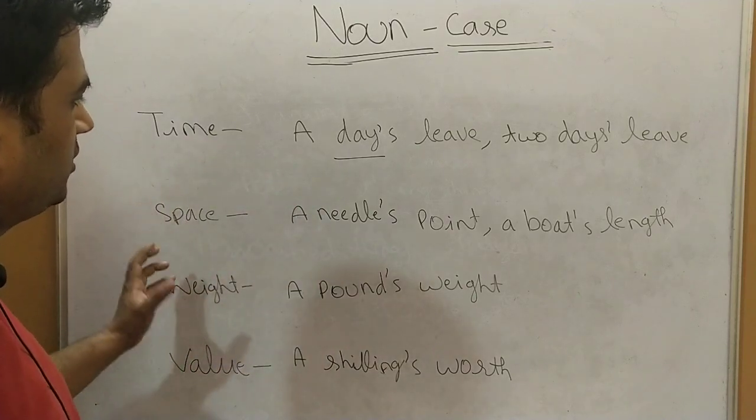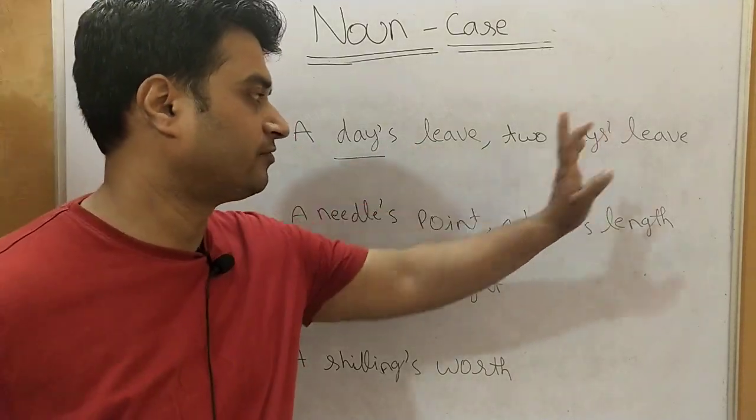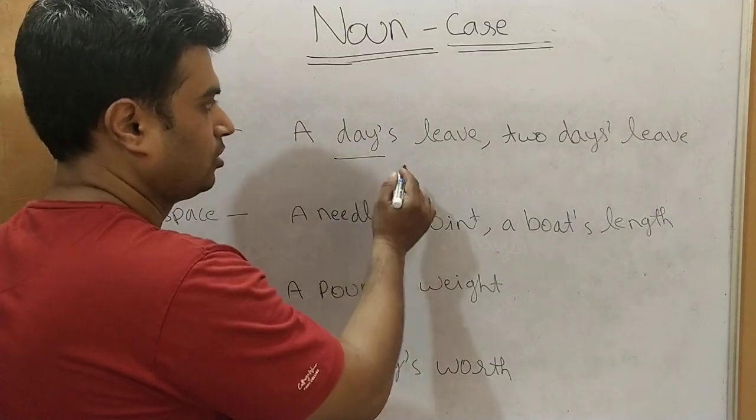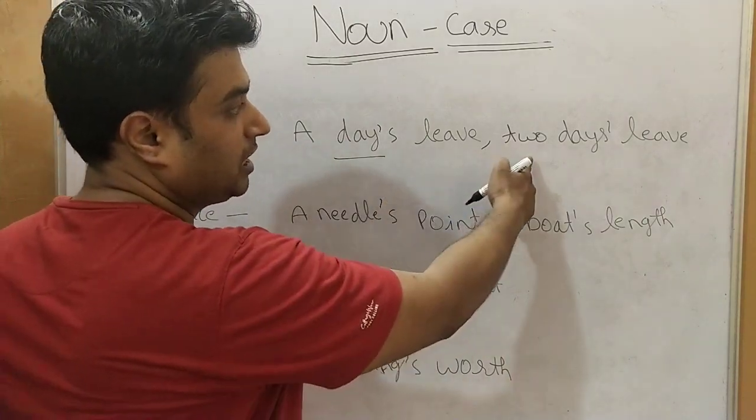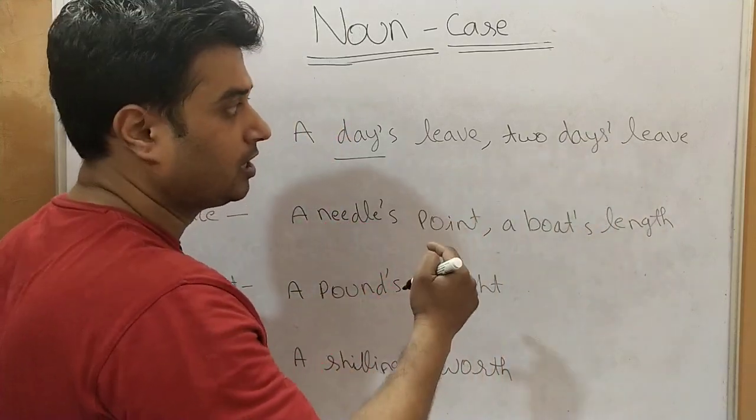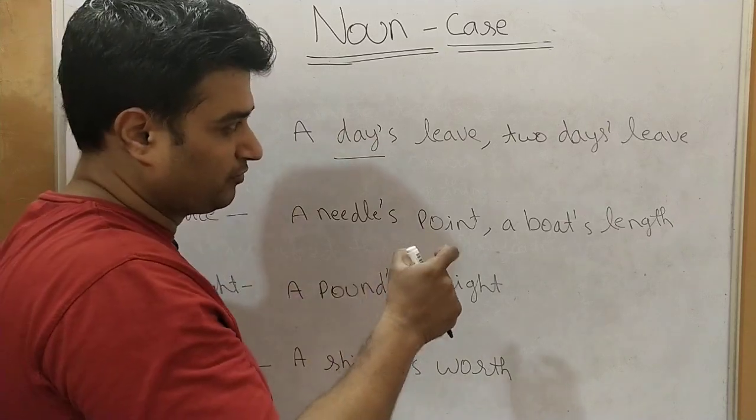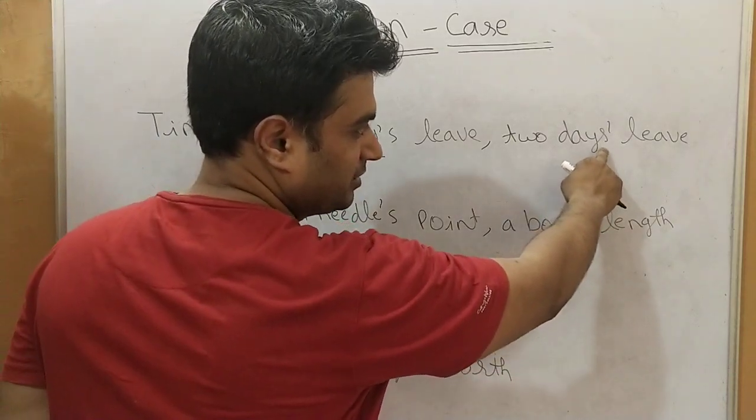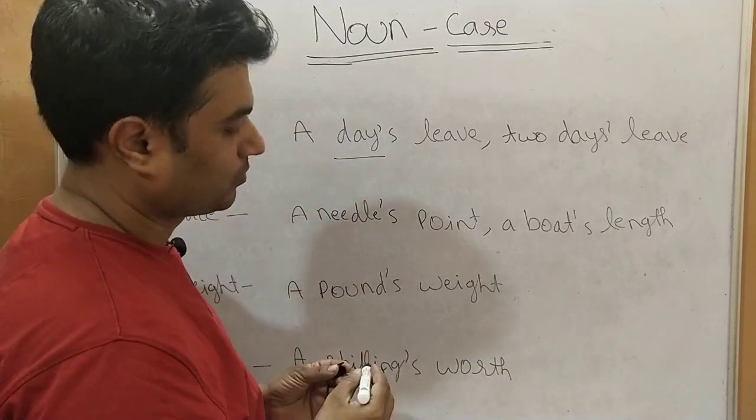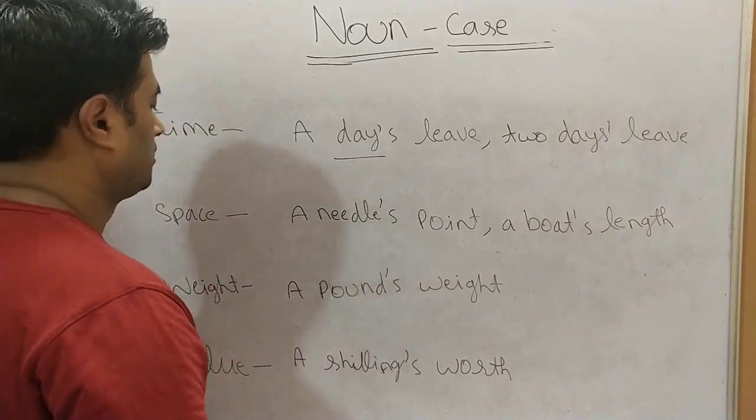ज़्यादातर ये ऐसे पजेसिव केस में होते हैं, जैसे a day's leave, two days' leave. अब यहाँ पे हमने apostrophe s लिखा है क्योंकि ये noun singular में है और leave लिखा है, लेकिन यहाँ पे क्या है, two days' leave. यहाँ हमने केवल apostrophe लिखा है, s नहीं लिखा. Why? क्योंकि हम पहले ही पढ़ चुके हैं कि if a noun is in the plural form and ends with the letter s or es, then we simply put the apostrophe, not the s.